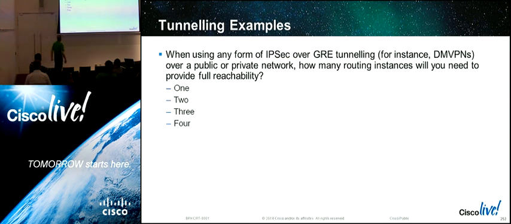So, when you're using IPsec over GRE tunnels, how many routing instances do you need to provide reachability? Anybody? Do you need 1? No. Anybody say 1? You got a 1. Okay. You say 2. Okay. Well, anybody think 3? You need 3. What do you need 3 for? Okay. Anybody think 4? 4 sounds overkill, right?